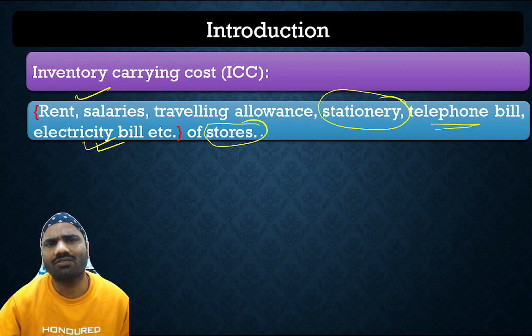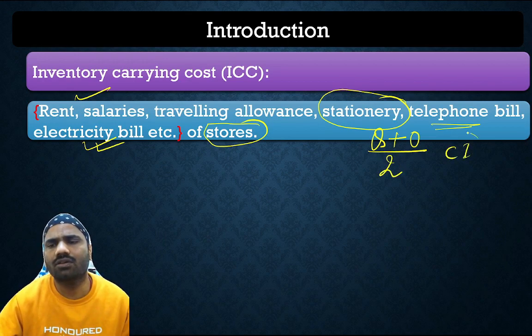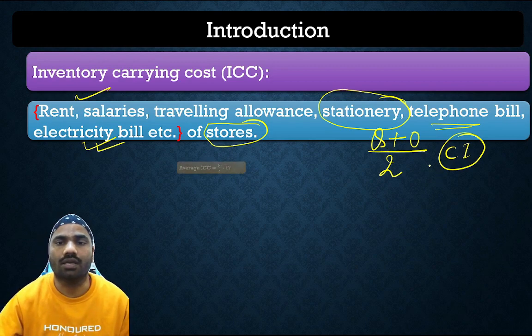If we place an order and receive a quantity of size Q, initially we have quantity Q, and finally we will consume it over time, so the final inventory will be 0. So average inventory will be Q plus 0 by 2, and if CI is the inventory carrying cost, then the total inventory cost will be Q by 2 into CI.